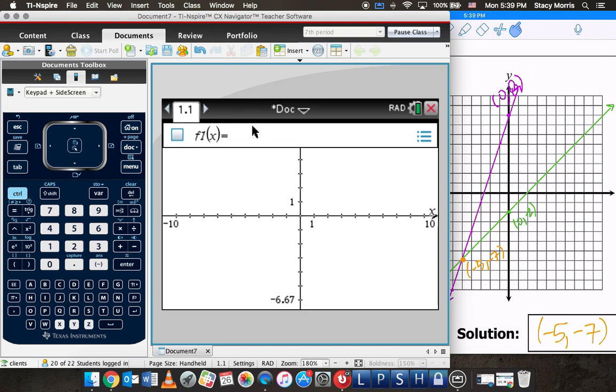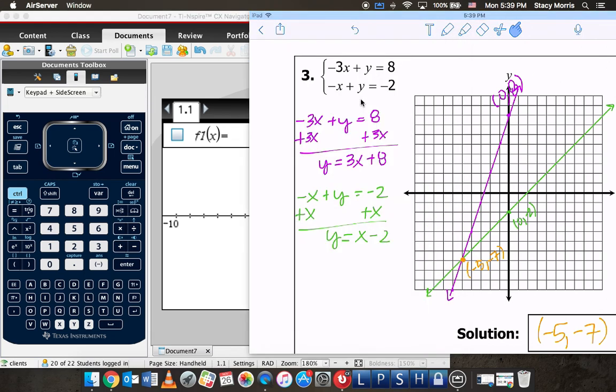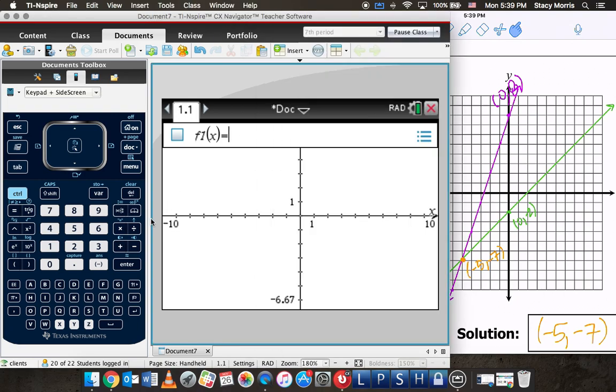So I would add a graph. Let's pretend I'm starting from scratch. I didn't do all of this right here. I'm just starting with -3x plus y equals 8 and -x plus y equals -2. I can graph those as a relation.